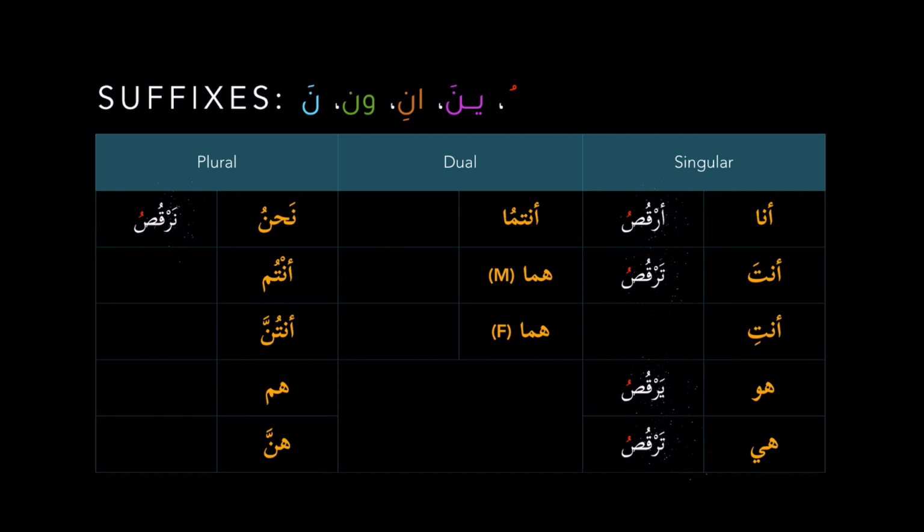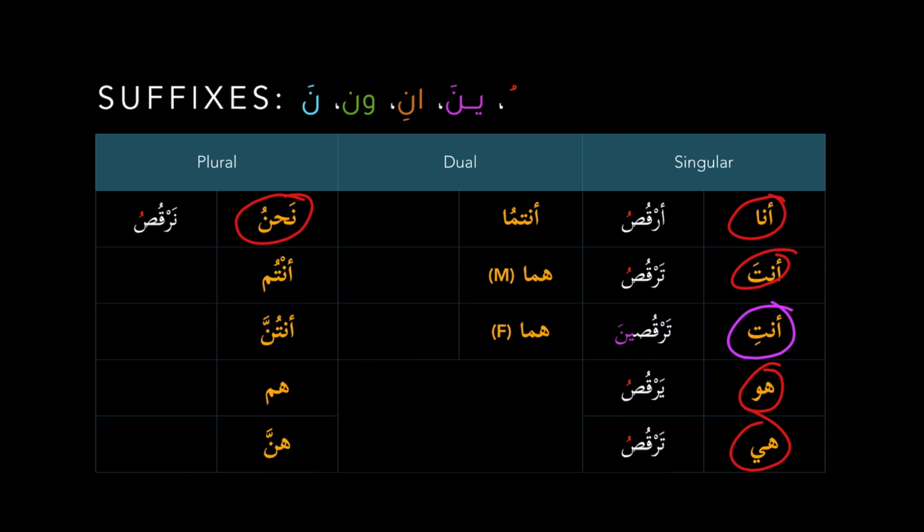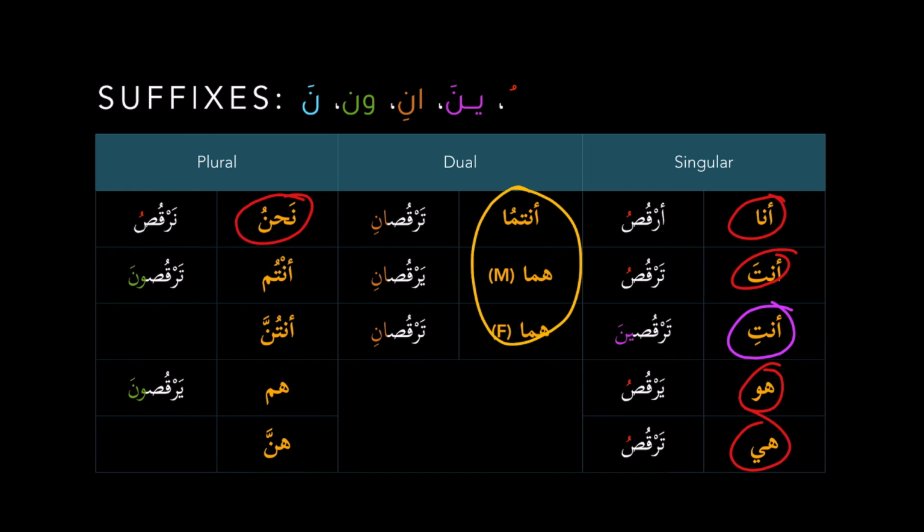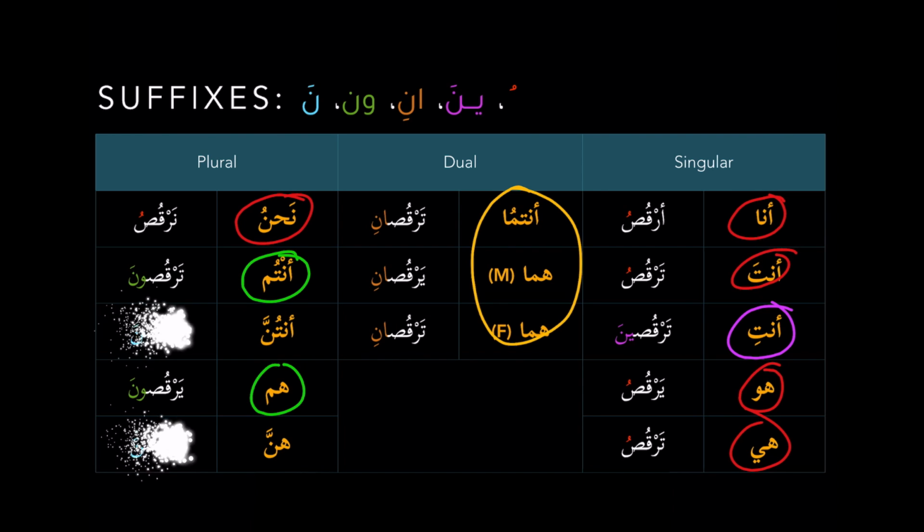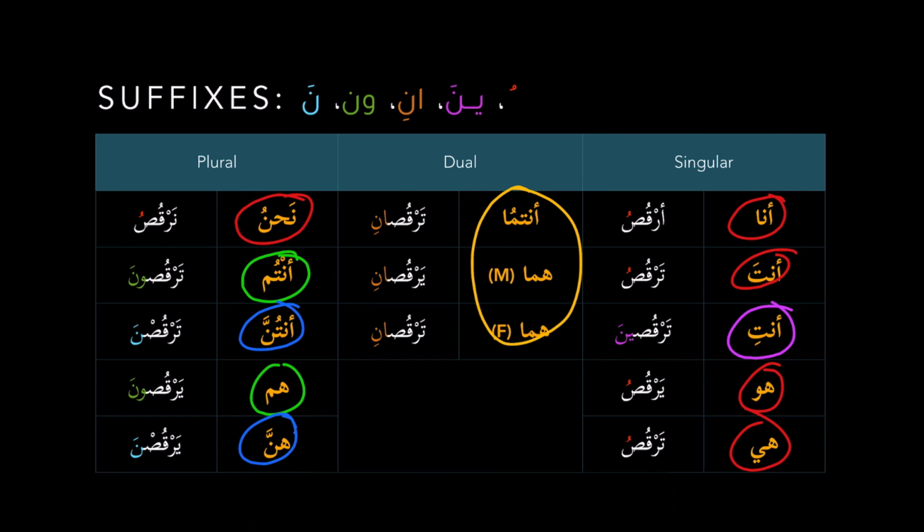There are 5 suffixes in the present tense. The dhamma corresponds to ana, anta, huwa, hiya, and nahnu. The ina suffix corresponds exclusively to anti. The ani suffix corresponds to the dual pronouns antuma, huma masculine, and huma feminine. The una suffix corresponds to antum and hum. And lastly, there's the na suffix, which corresponds to antunna and hunna. This suffix typically behaves a bit different than the rest. It's the only suffix in the present tense that begins with a consonant.